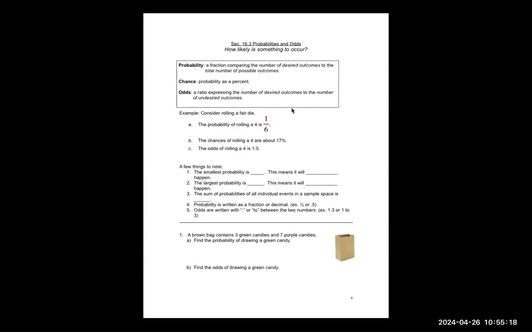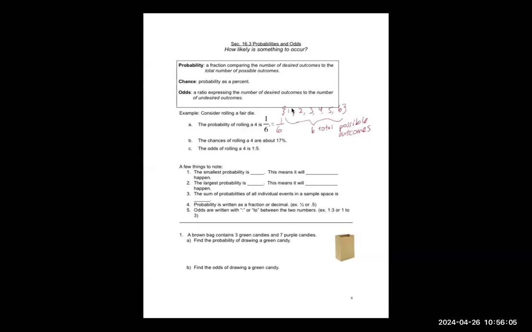If I roll a dice, I could roll a one, a two, a three, a four, five, or six. That is the sample space, which is all of the total possible outcomes. I'm just going to write this underneath it: there are six total possible outcomes. And if I want to roll a four, if that's my desired event, there's only one way to do that, because there's only one four on the dice. So that's why it's one over six.